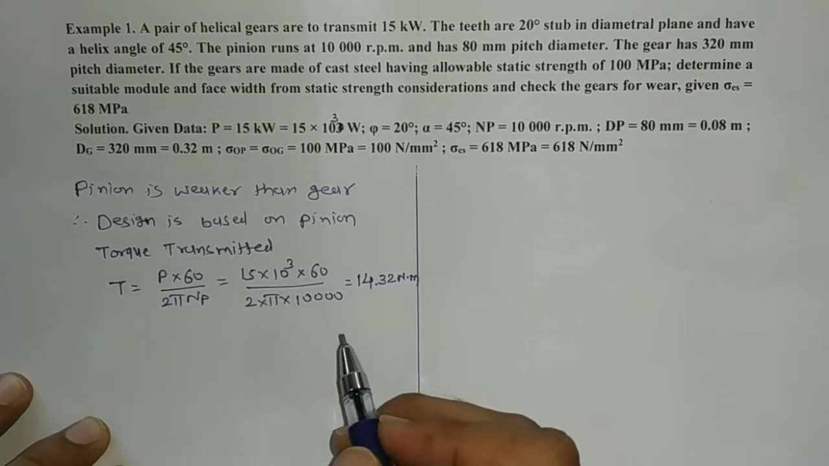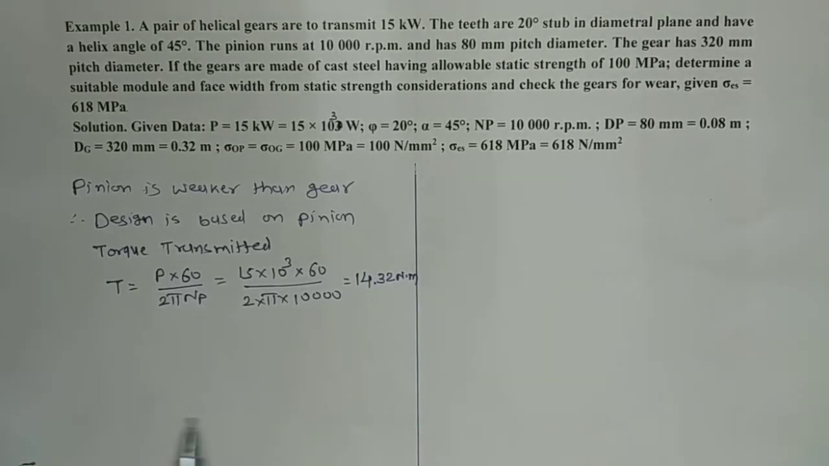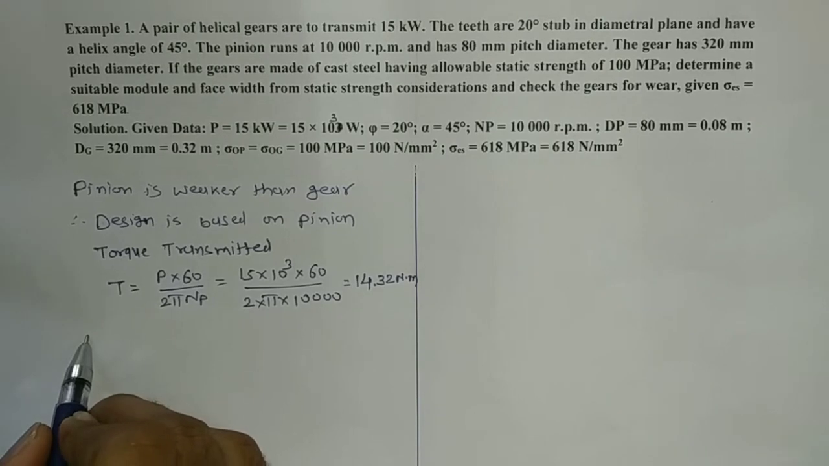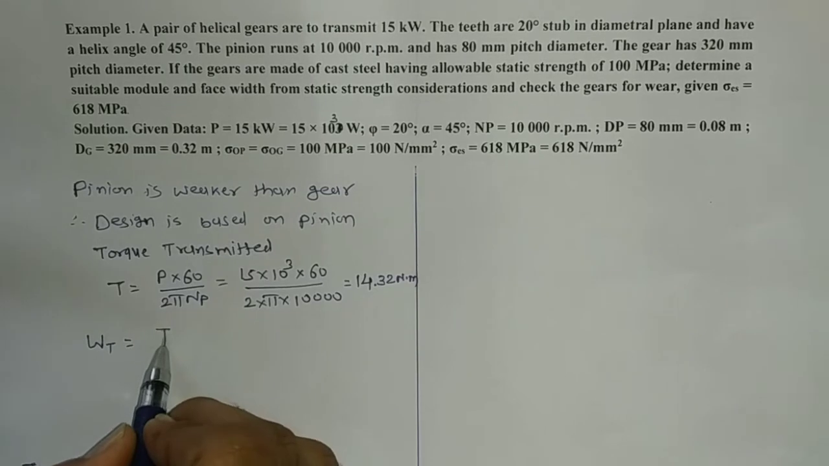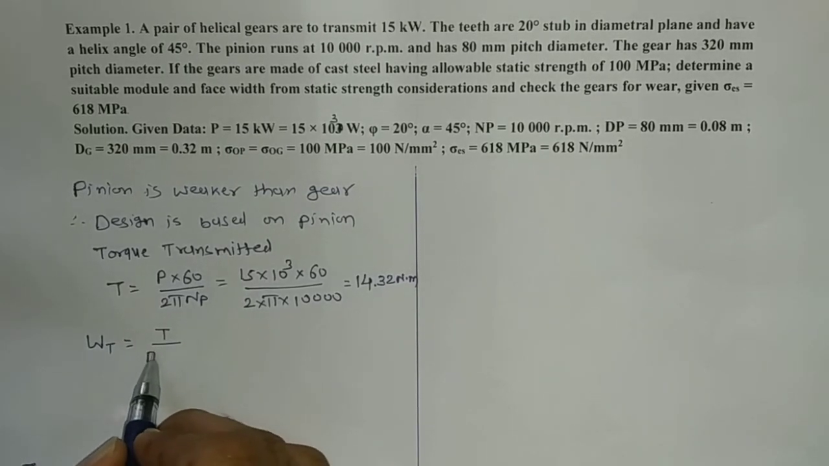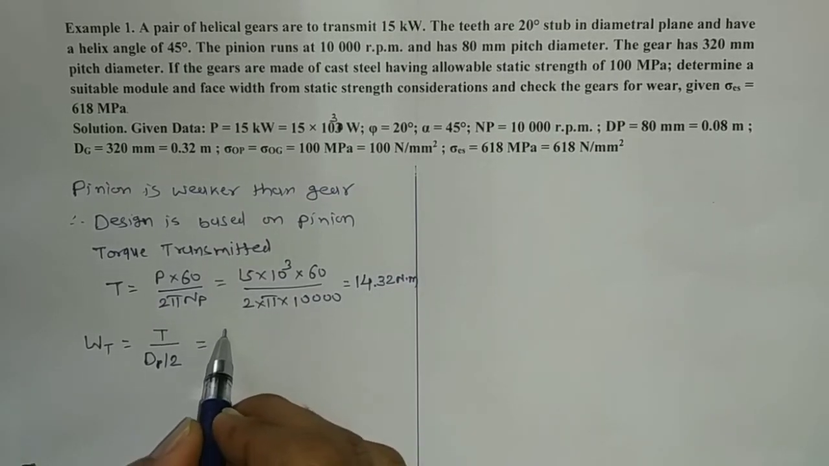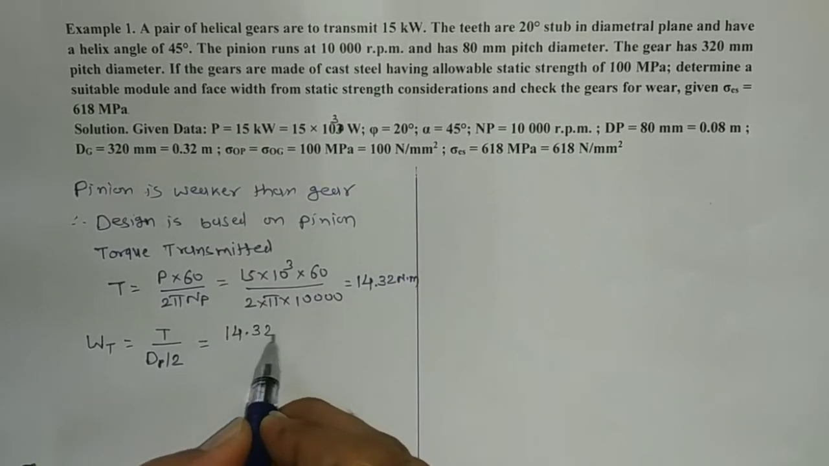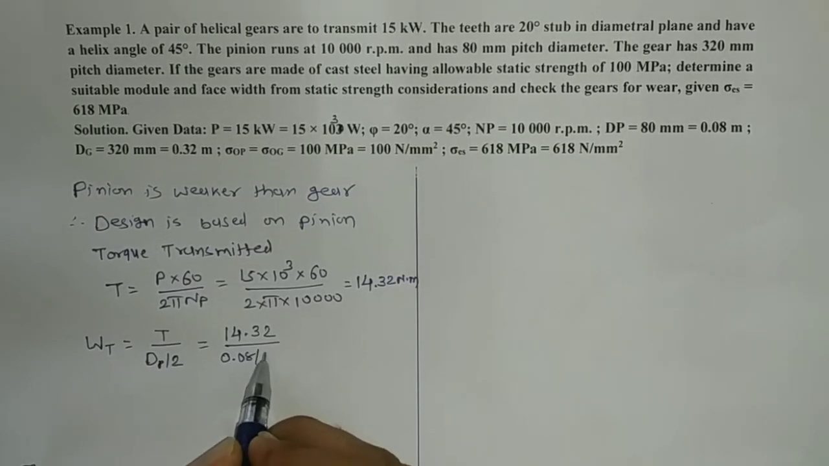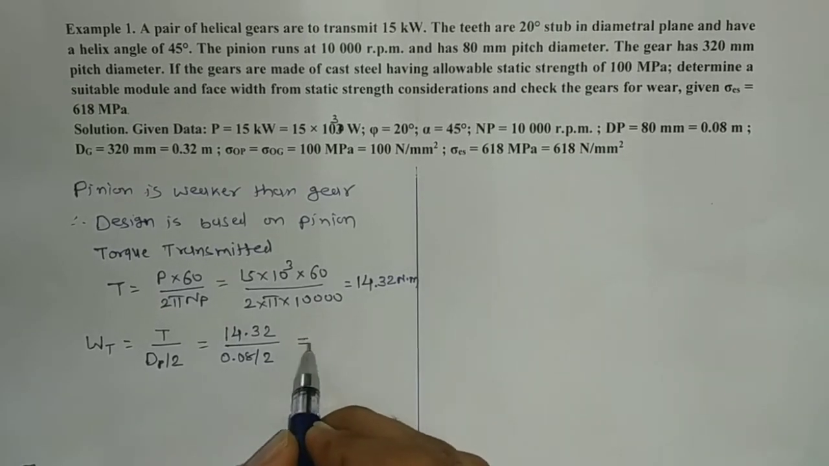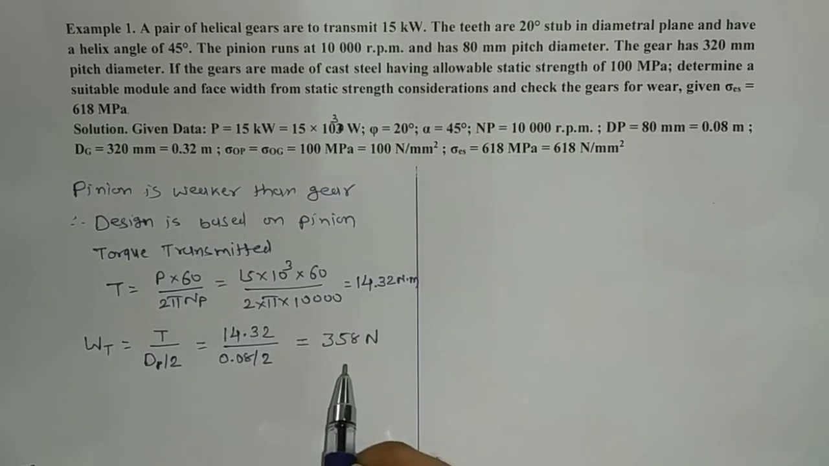Now, tangential tooth load WT. We have to find the tangential tooth load WT. So, WT is equal to T by dP by 2, where dP is the pitch circle diameter of pinion. So torque transmitted is equal to 14.32 Newton meter divided by dP, 0.08, by 2. So the tangential load is equal to 358 Newton.